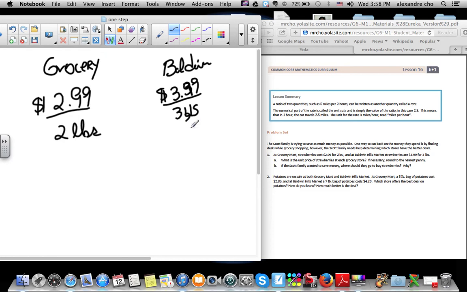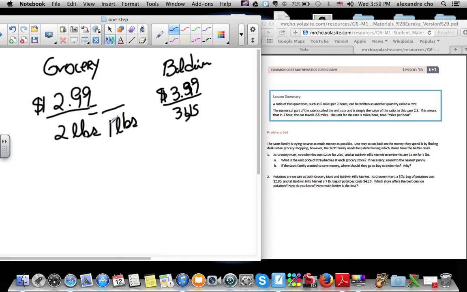Obviously, you want to go to the place where it's offering you the better deal per pound of strawberry. So you need to find the unit rate for each one. So let's see if I can squeeze that in here. So at this supermarket, the Grocery Mart supermarket, let's see how much 1 pound is. Okay.